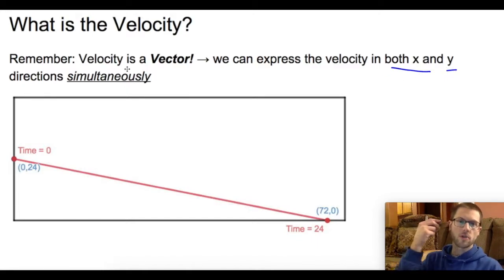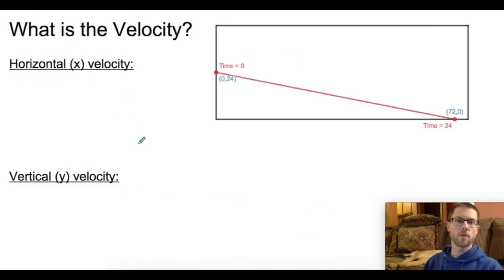So what I was able to accomplish in two equations, I can actually combine into one expression and compare that horizontal and vertical velocity at the same time. And that's what we're going to do. So let's just jot down what we know so far. The horizontal velocity we got from our other equation, and that was 3 inches per second. And our vertical velocity is -1 inch per second.